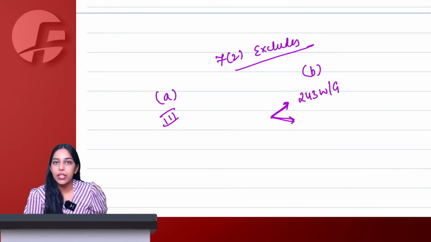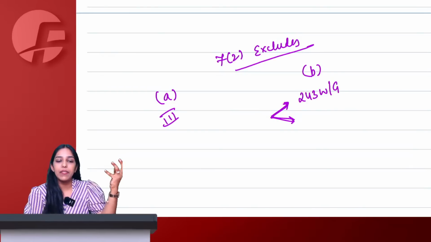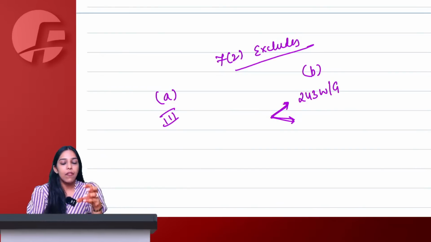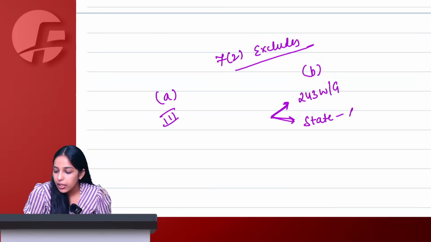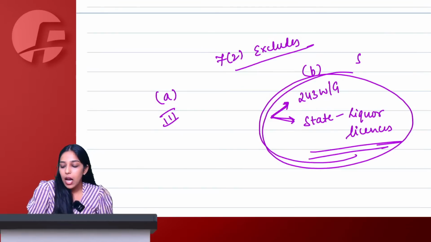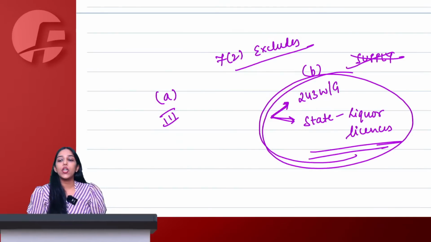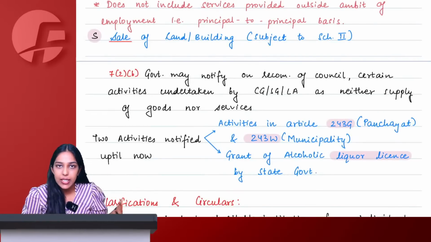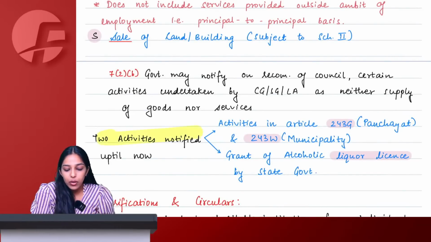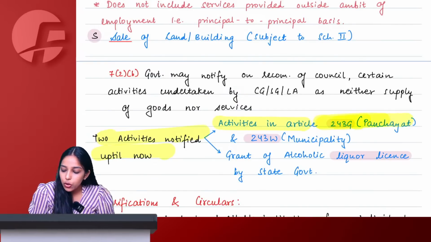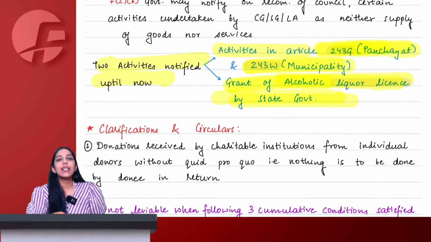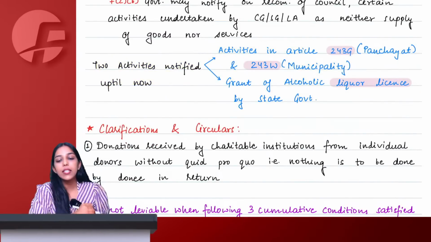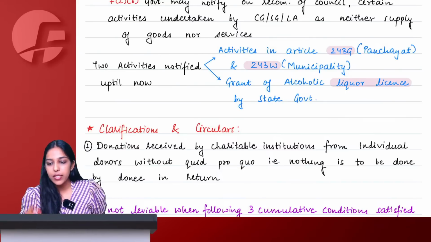So if the central government or state government is doing any activity which is mentioned in article 243G or W of the constitution, or the state governments are giving liquor licenses, then both of these things are neither supply of goods nor supply of services. So we have Schedule 3 in 7.2a, and 7.2b says that there are two more activities which are notified: activities in article 243G and W undertaken by panchayats and municipalities, and grant of alcoholic liquor license by state government. These are also neither supply of goods nor supply of services.